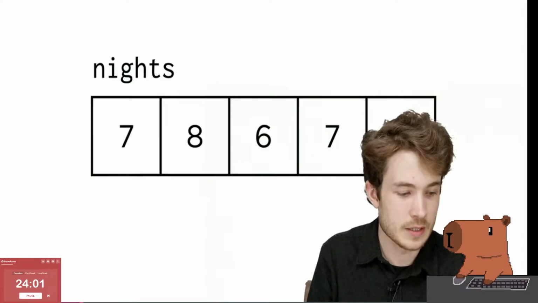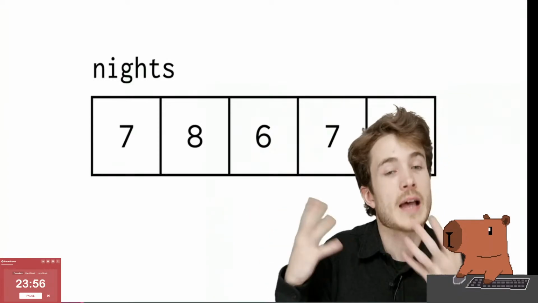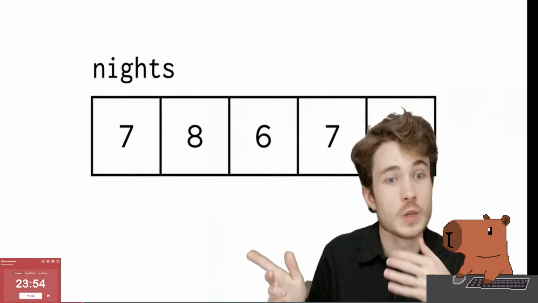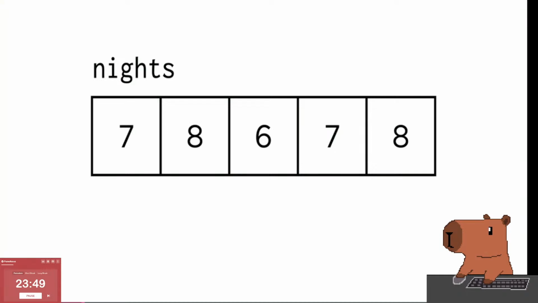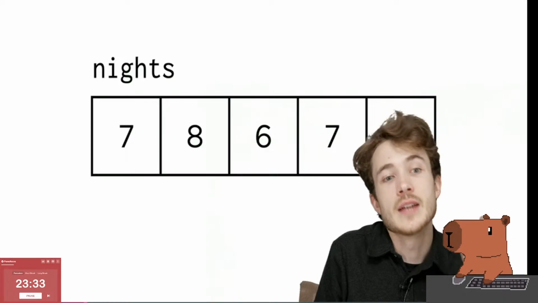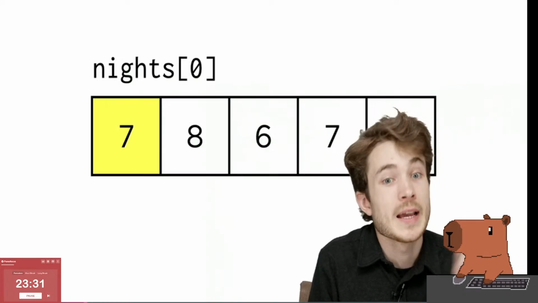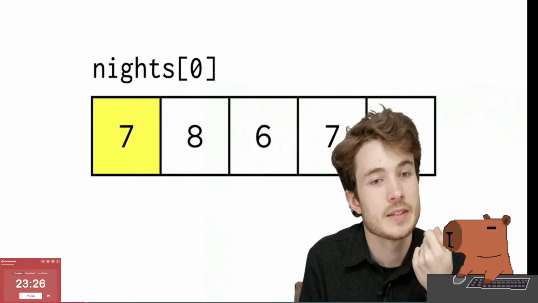And so now we could see, well, on this first night, looks like we slept about 7 hours. On that next night, the next integer here, we slept 8 hours, and then 6, and then 7, and then 8. Again, for a total of 5 nights of data. Now, if we wanted to access not just this entire list of values, but some in particular, well, we have some special syntax we can use that C gives us. We could say something like this, nights bracket 0. And that will give us that very first value in our array. So in this case, 7.